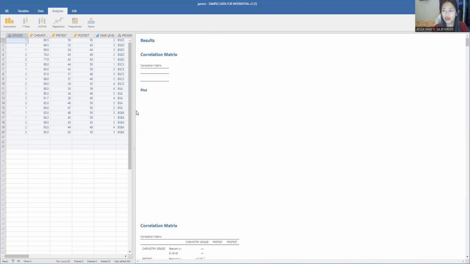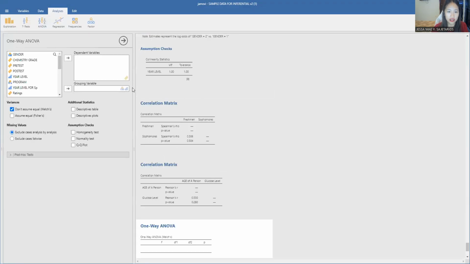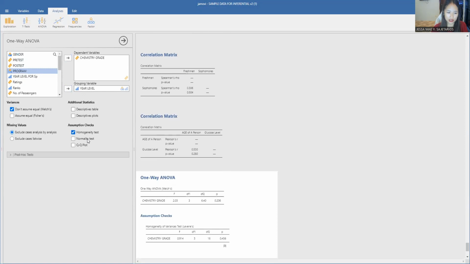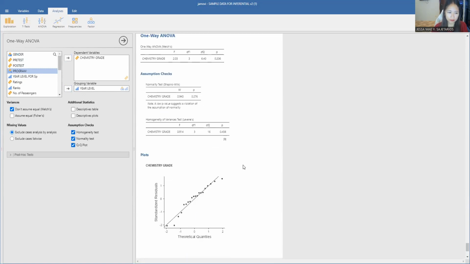So to start navigating the Jamovi for ANOVA, we'll have first one-way ANOVA. So click the analysis tab, then click ANOVA, one-way ANOVA, and here. So let's try to check yung chemistry grade if ano ba yung chemistry grade depending on the level, year level. So the chemistry grade yung dependent natin and yung year level naman natin is the grouping variable. So before we proceed, it's important that yung lahat ng assumption is mamimit. So let's try to check it here, the assumption checks.